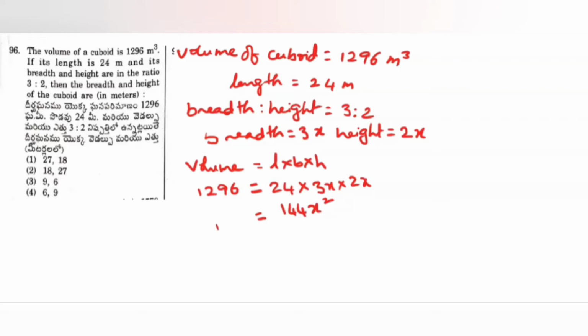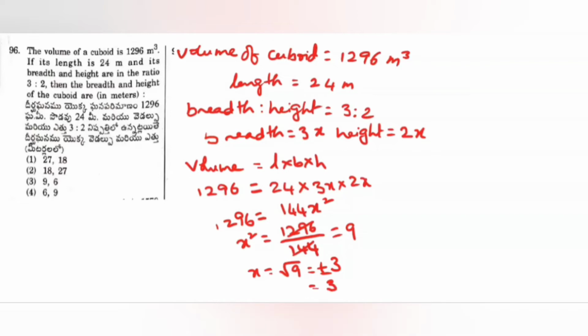Let us equate this to 1296. Now let us bring this 144 to the other side. So x square is equal to 1296 by 144. Doing cancellation, it goes 9 times. So 9 is the x square. So x is equal to square root of 9, which is plus or minus 3. As length or breadth cannot be negative, you have to take only plus 3. So the x value is 3.